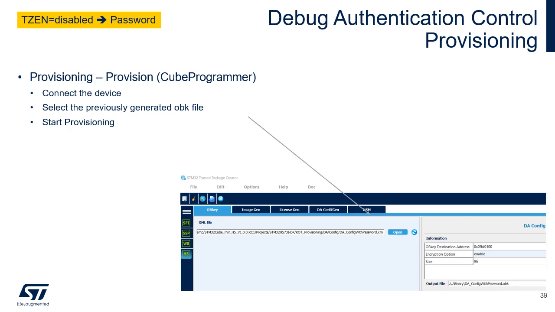The next step is the provisioning. The microcontroller has to be connected. The previously generated .obk file is selected. Then the user can click on the Start Provisioning dialog to start the programming.